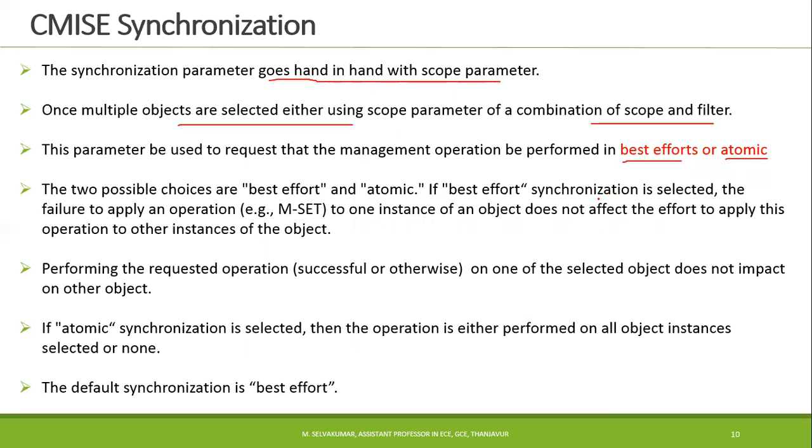If best effort synchronization is selected, the failure to apply an operation, for example M set, to one instance of an object does not affect the efforts to apply this operation to other instances of the object. Best effort is the better one compared with atomic, because performing the requested operation, successful or otherwise, on one of the selected objects does not impact the other objects.